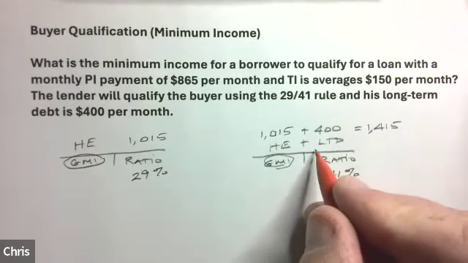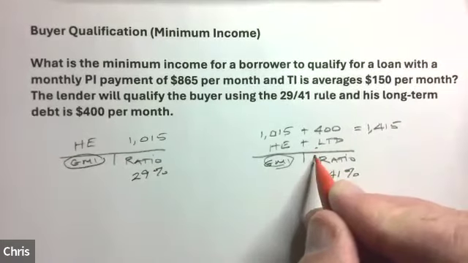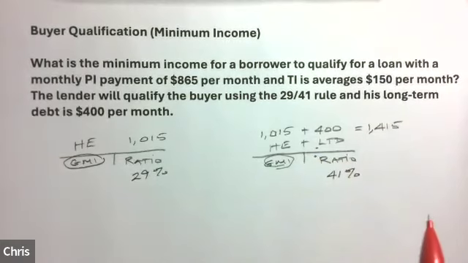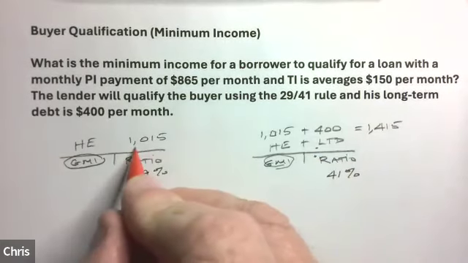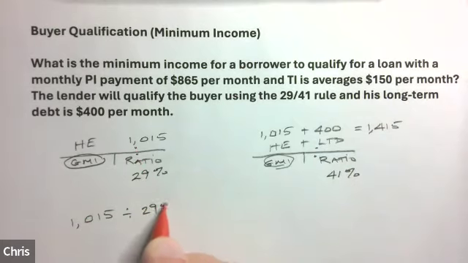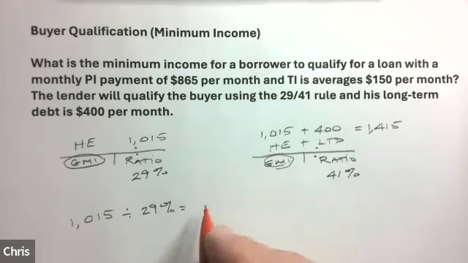divided by 41%. Now remember, take what the formula gives you or what the problem gives you. Don't automatically assume 28/36. If it's conventional, it most likely will be 28/36. But in this one, it looks like it's a different loan type. So just make sure you plug it in. 1,015 divided by 29%. It's $3,500.